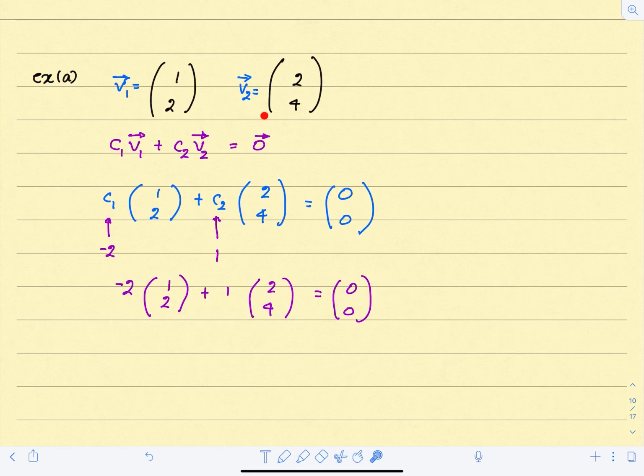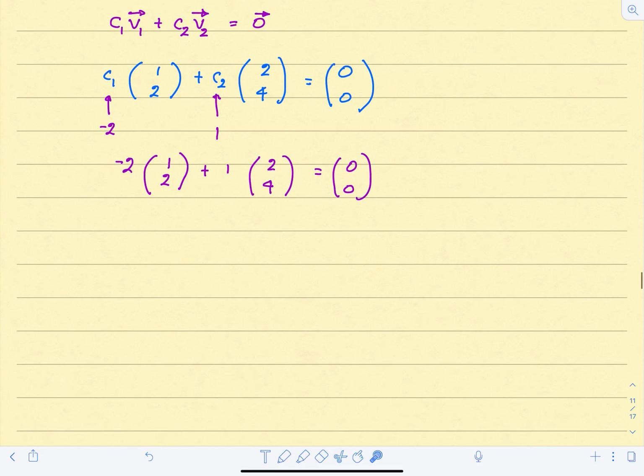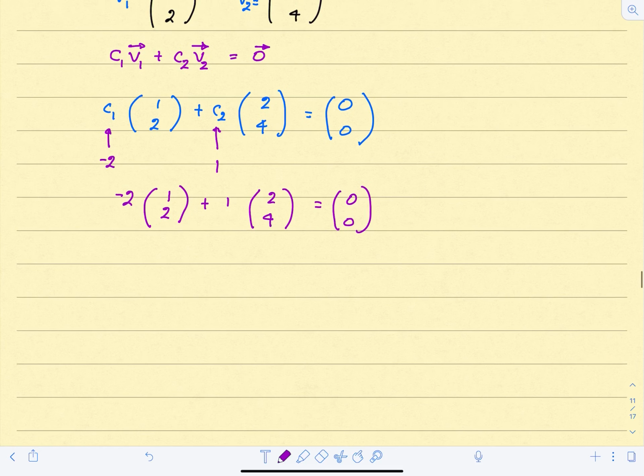So even though I wrote two vectors here, actually one vector is redundant. In other words, these two vectors depend on one another. The next example I want to consider is this. Let's say vector v3 equals (1, 0) and vector v4 equals (0, 5).